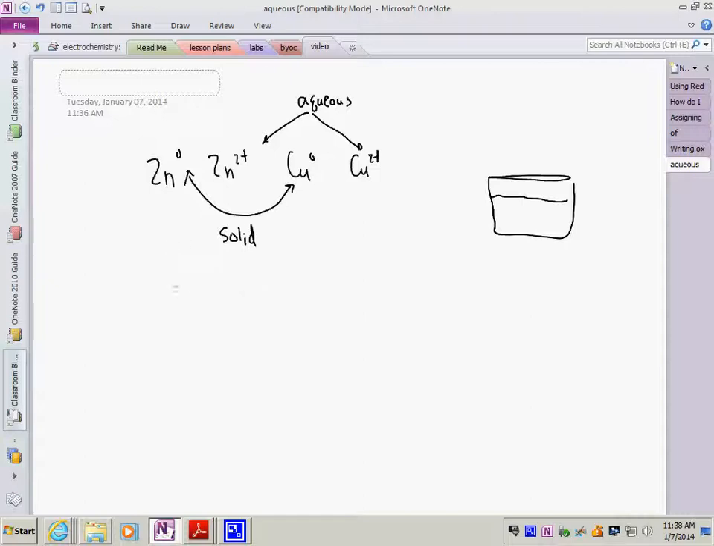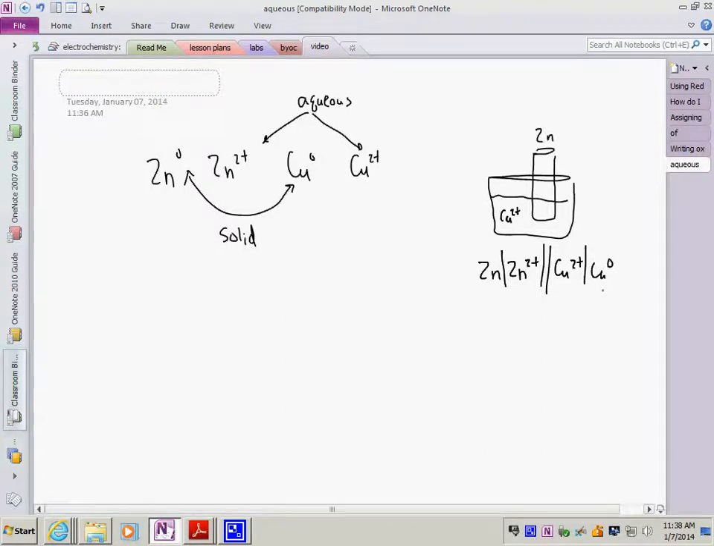So my options here are to have a solid piece of zinc right here and have the copper 2+ ions in the solution. In this case, my reaction would be the zinc metal would exchange electrons and become zinc 2+. The other half of the reaction would be for the copper 2+ ions to exchange electrons and become copper metal. This is a pretty common notation for showing that particular reaction.